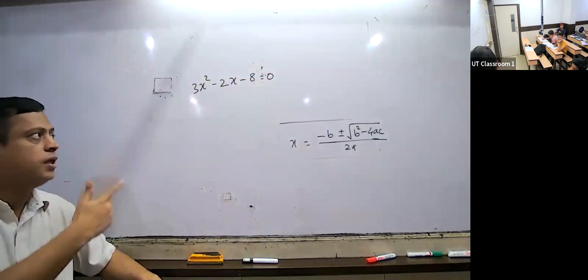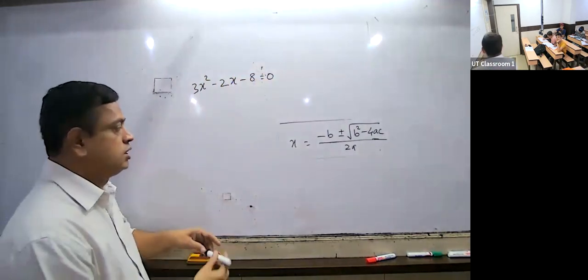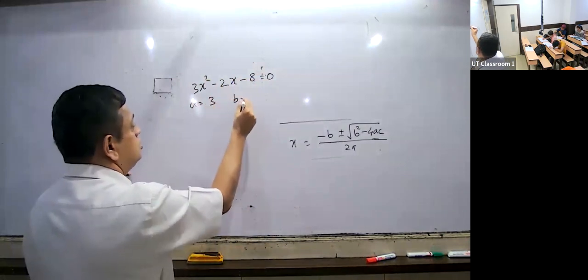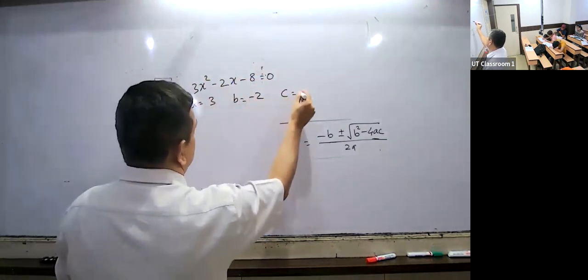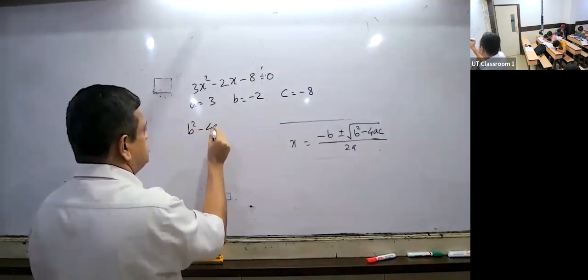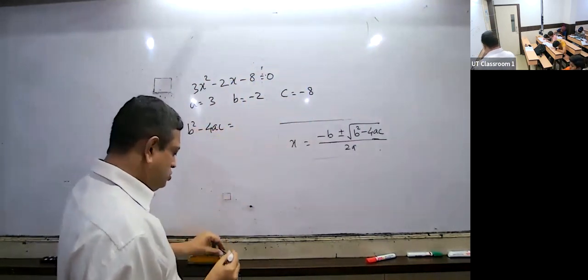What is the value of a? a is equal to 3, b is equal to −2, c is equal to −8. Find out the value of b² − 4ac. After that, use the formula.